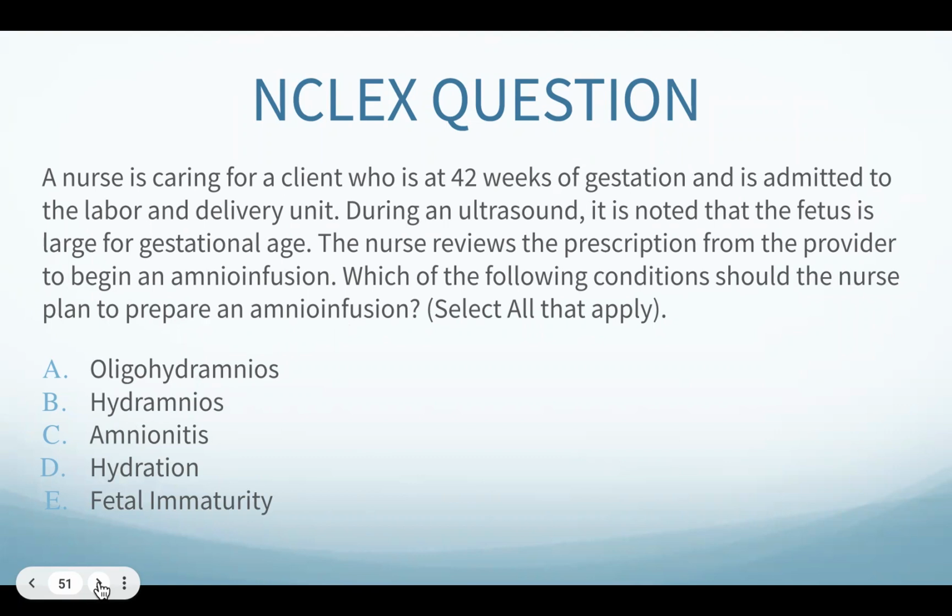A nurse is caring for a client who is at 42 weeks of gestation and is admitted to the labor and delivery unit. During an ultrasound, it is noted that the fetus is large for gestational age. The nurse reviews the prescription from the provider to begin an amnio infusion. For which of the following conditions should the nurse plan to prepare an amnio infusion? Select all that apply: oligohydramnios, hydramnios, amnionitis, dehydration, or fetal immaturity.